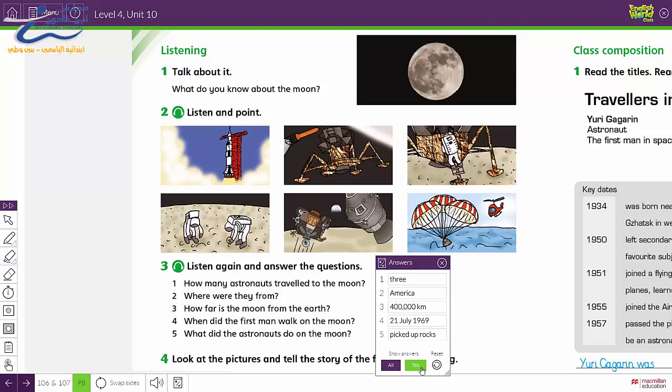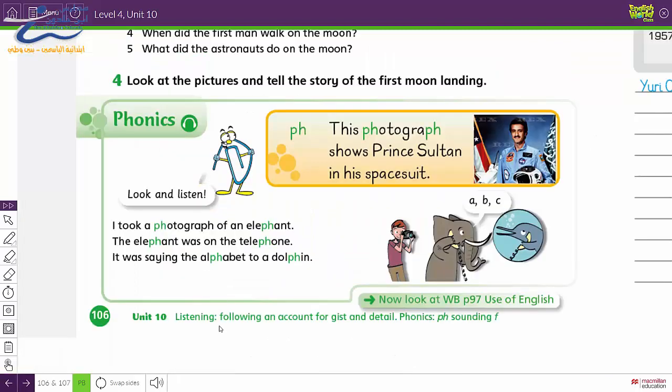Have you finished? So we had a lot of information about the moon from the video we watched and from the listening we listened to, and now we could answer the questions easily. Let's move to the next question, which is: look at the pictures and tell the story of the first moon landing.